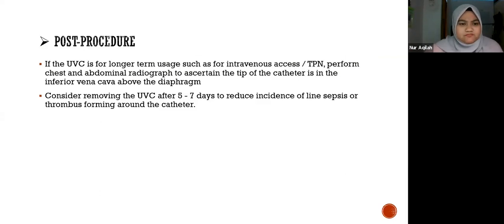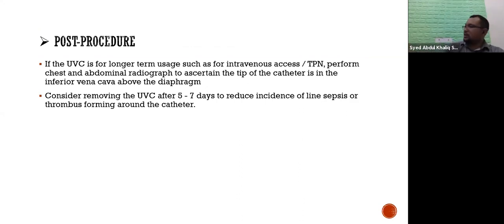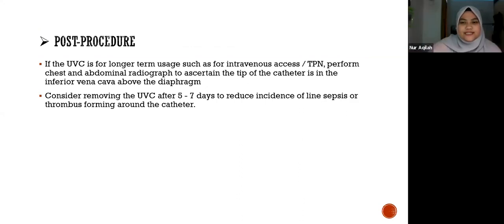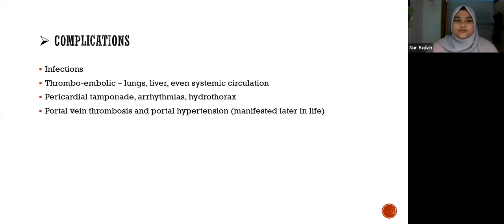So post procedure, if the UVC is only for short-term use, we do not routinely perform chest and abdominal radiograph. However, if the UVC is for longer-term usage, such as for intravenous access or TPN, we should perform the chest and abdominal radiograph to ascertain the tip of the catheter. It should be in the inferior vena cava above the diaphragm. And finally, we should consider removing the UVC after 5 to 7 days to reduce the incidence of line sepsis or thrombus forming around the catheter.